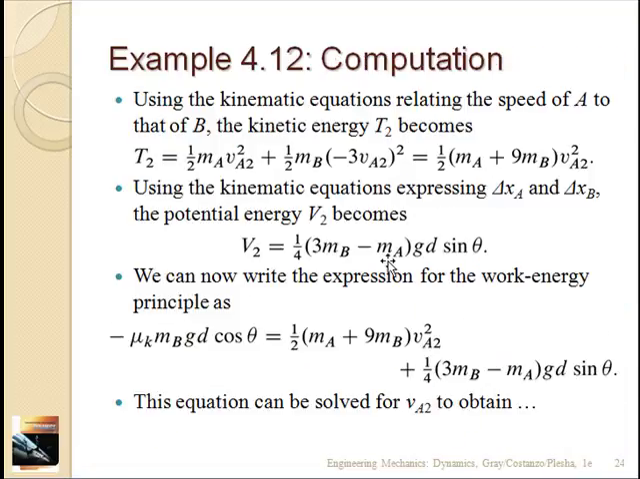Now we can put all this together. So the initial kinetic energy is 0. The final kinetic energy is 1/2 M_A V_A2 squared plus 1/2 M_B V_B2 squared, but V_B and V_A are related, so we can substitute for V_A. So now we have the final kinetic energy just in terms of the final velocity of block A. For the potential energy, the final potential energy is 1/4 of (3M_B minus M_A) g d sine theta.